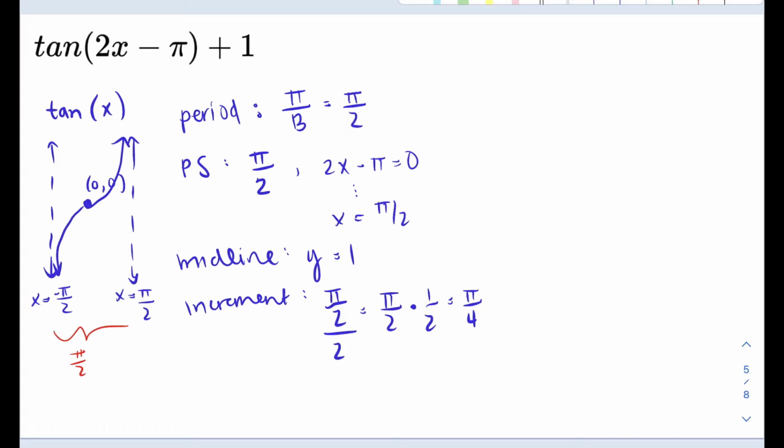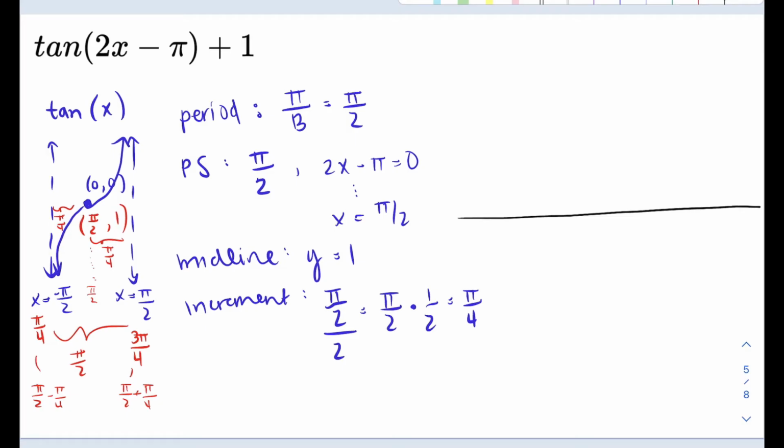Okay, sometimes I like to move this around a little bit just so I can kind of see what I should expect. It should be our phase shift, comma, 1, because that's my midline. And then my increment is pi over 4. So this distance right here and this distance right here should be pi over 4. So that's going to be 3 pi over 4 and 4 pi over 4, right? I'm just taking my center point, which is at pi over 2, and to get this one, I'm subtracting pi over 4, and to get this one, I'm adding pi over 4. Okay, let's sketch ourselves a graph. I think we're shooting for 5 periods.